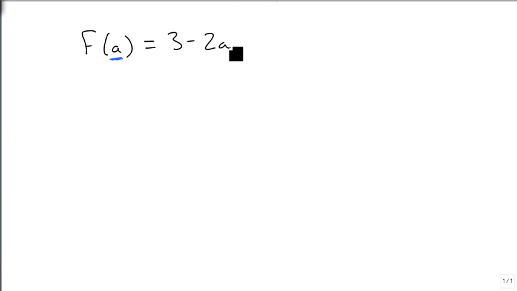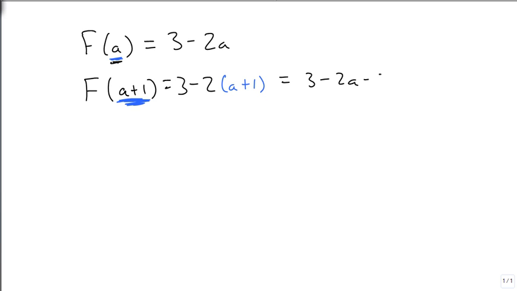So what if I wanted to find capital F of a plus 1? I'm going to take whatever's inside the parentheses, and I'm going to replace the a that was there before with whatever's inside the parentheses, so a plus 1. And now we don't like the parentheses, so we're going to distribute, and then we combine like terms. And we notice that we've changed. Instead of being 3 minus 2a, we're now 1 minus 2a. And so we've created a new function by plugging something different in.